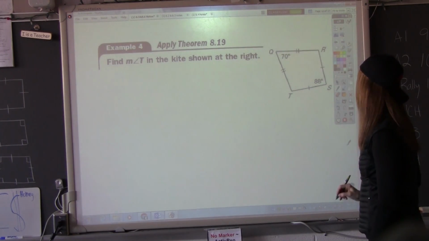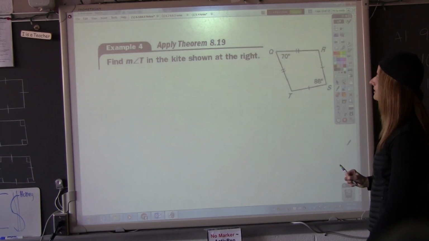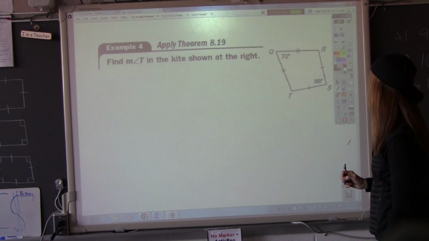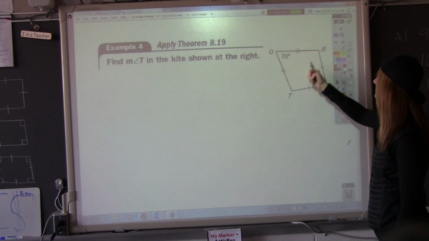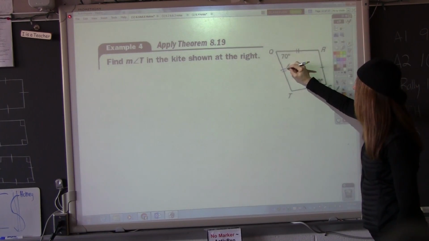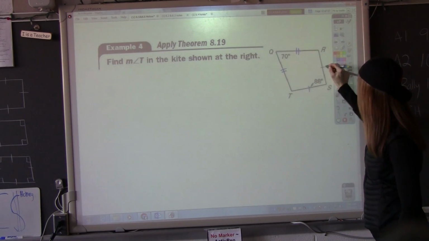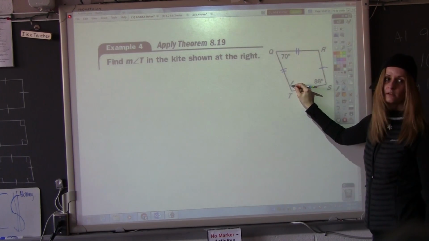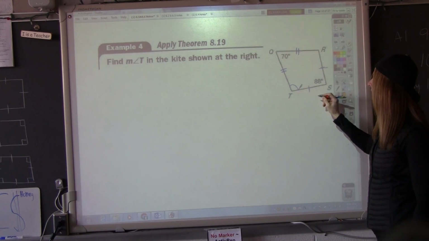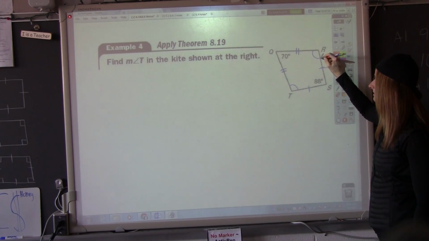Okay. So, find the measure of angle T in the kite shown at the right. We've got 2 angles here. What do we know about these 2 angles? This is clearly a kite. So, what do we know about these angles? They're going to be congruent.